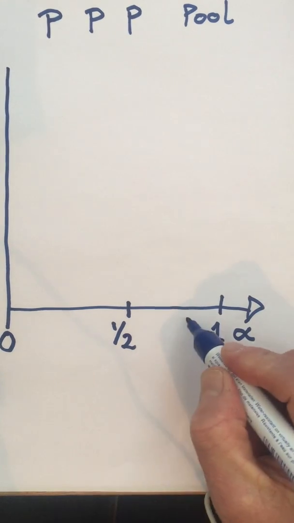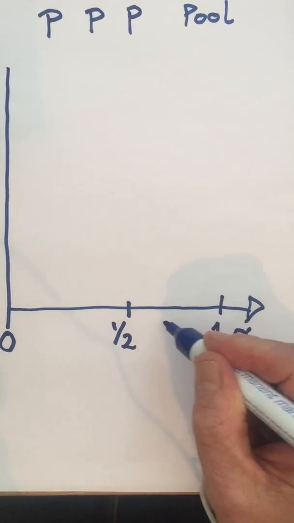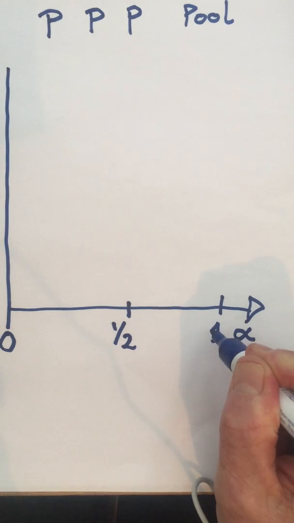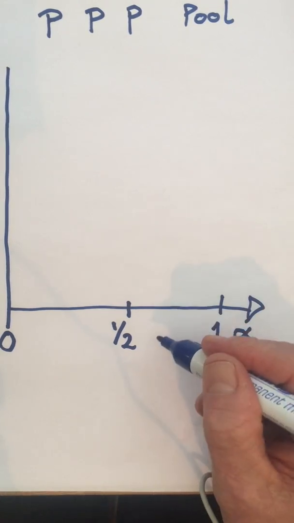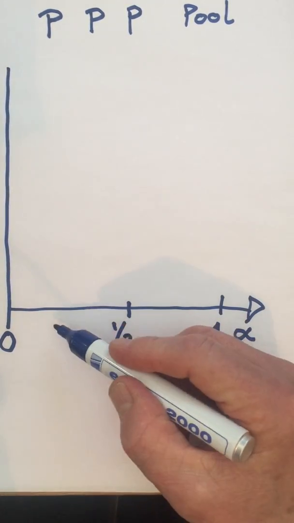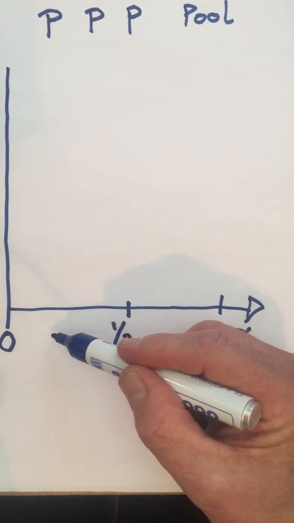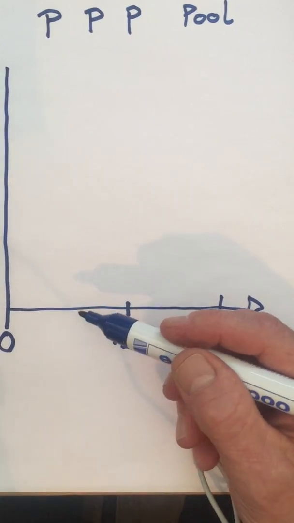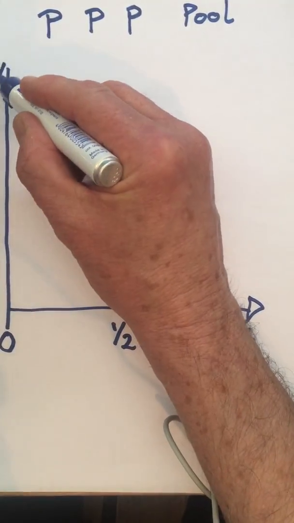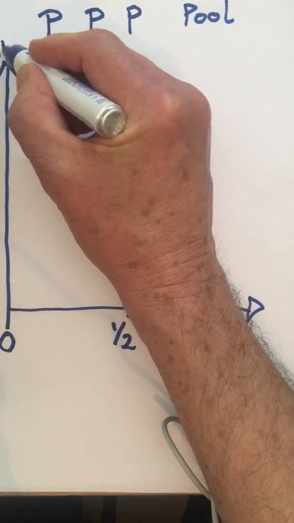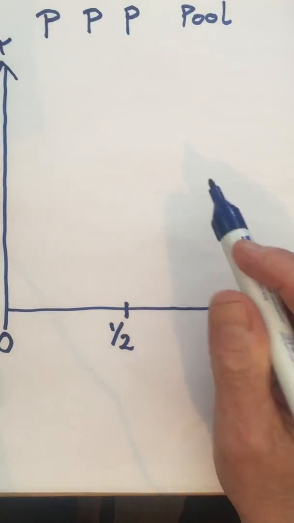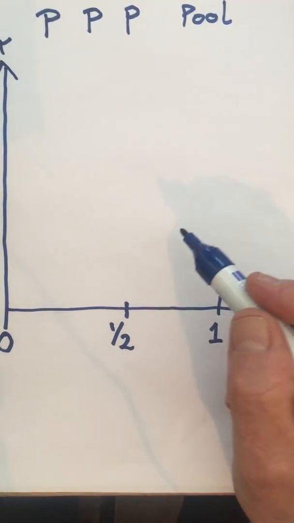If you are here, between a half and 1, then there are more producers than parasites. And the opposite is true here to the left of a half. That means that there are more parasites than producers. Let's start with the profit that we measure up here. We call it pi, the profits, and let's start with the producers.